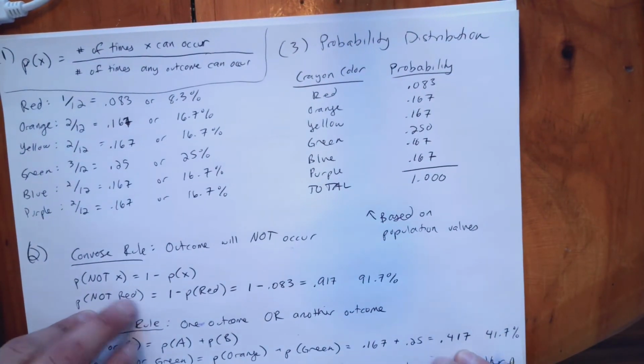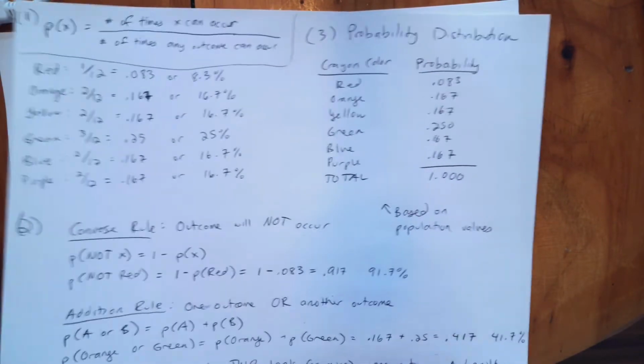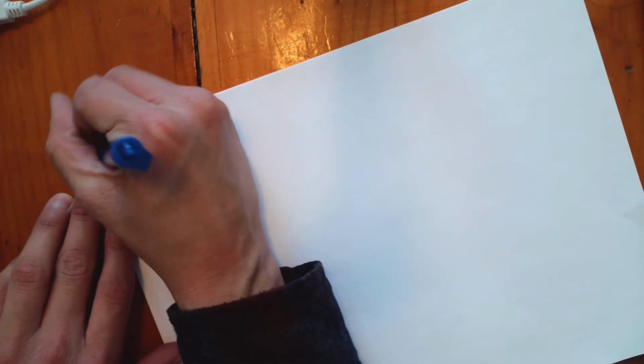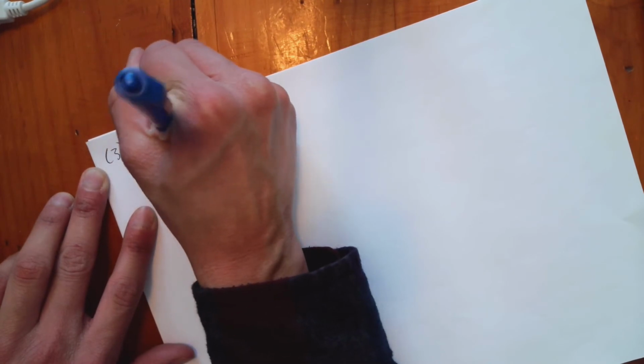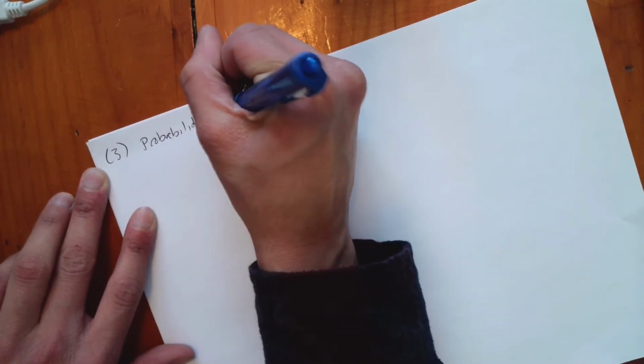The next kind of probability distribution that we can have is one that's based on logic and theory. So in other words, we know something about how probabilities work, and we can use that to come up with a list of possible outcomes and the probability that each one will occur. So this is continued with our probability distributions.